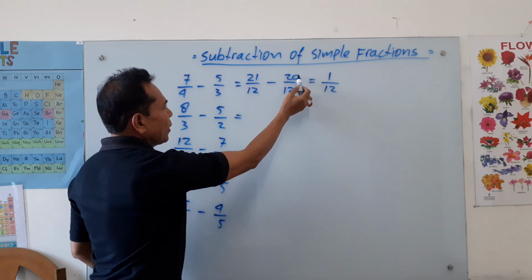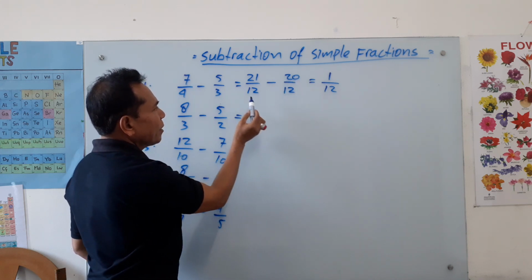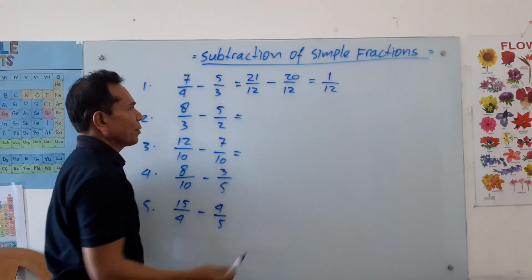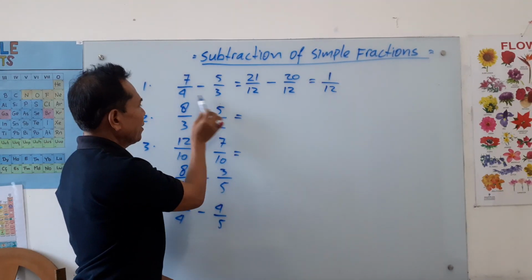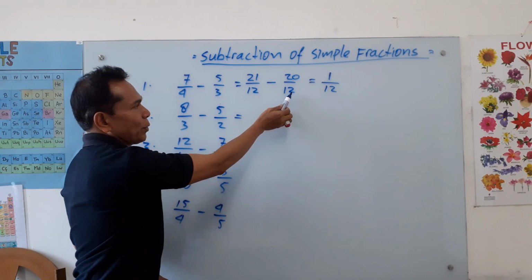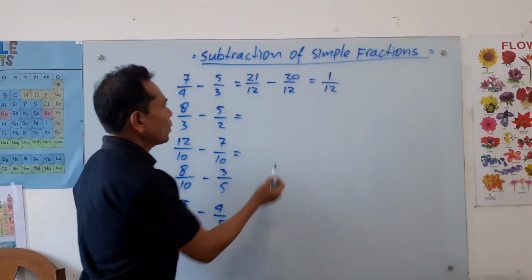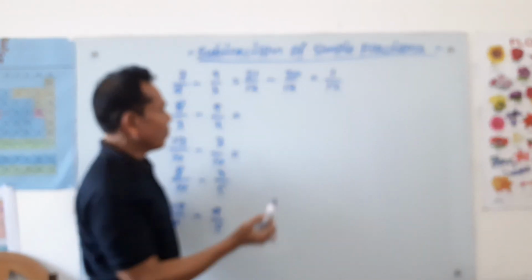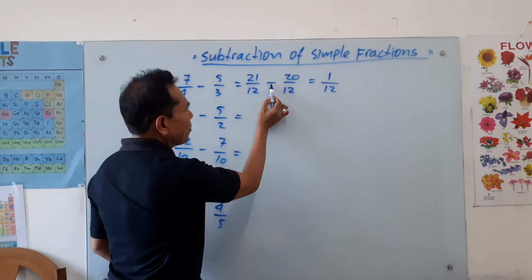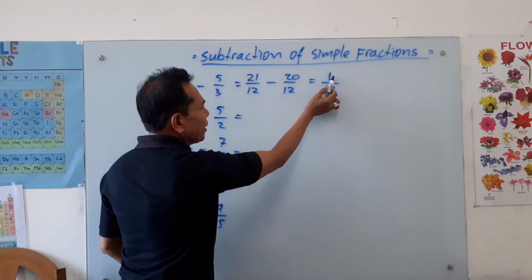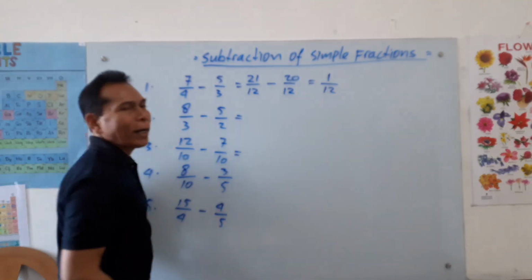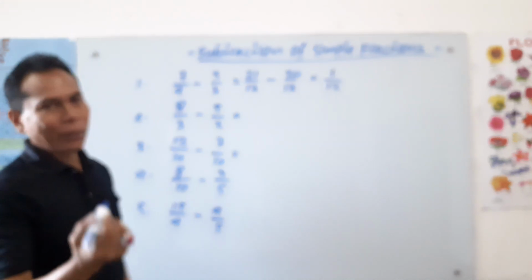4 times 5 is 20. We put it here. And then this denominator 12, we use for this side also, because it comes from here. 4 times 3 is 12, so we put it here also. Then, because denominators are now the same, we subtract. 21 minus 20 is 1. So 1 over 12. That's your final answer.